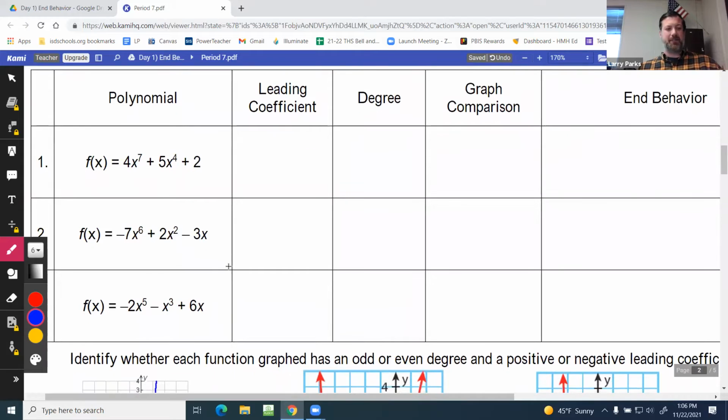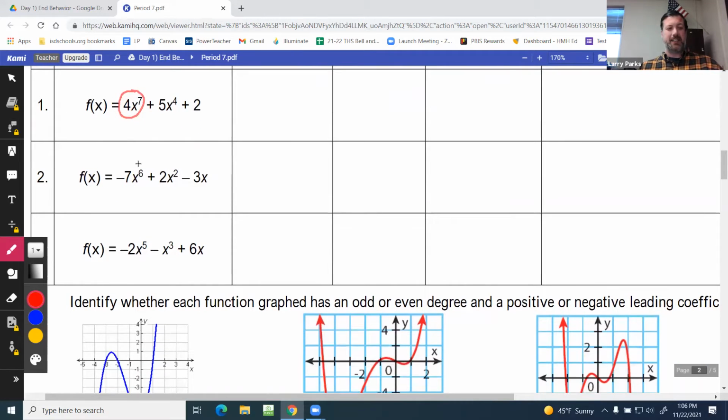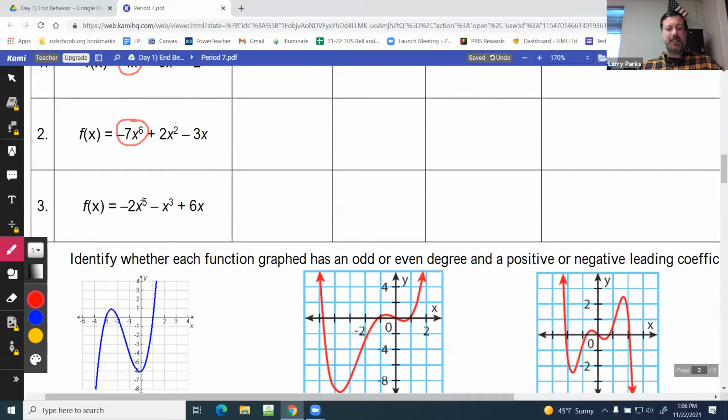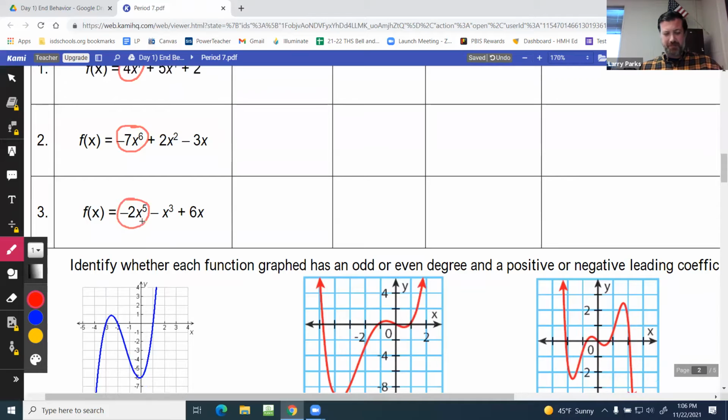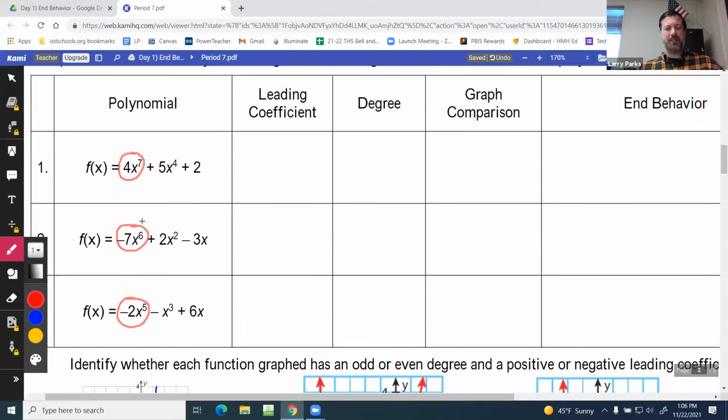So let's look. I may not do all of this at once, but for the leading coefficient, you have to look at the term with the highest exponent. This is 7, so we're going to reference this term. This one has the highest exponent of 6, so we're going to reference that term. This has the highest exponent of 5, so we're going to reference this term. They're not always written in order.